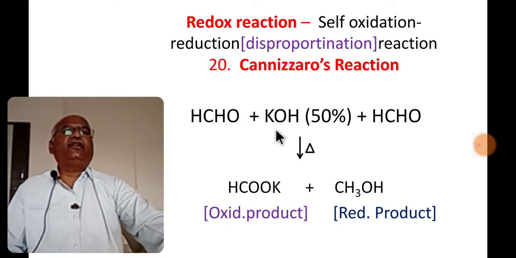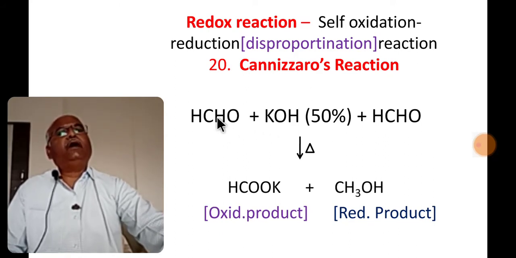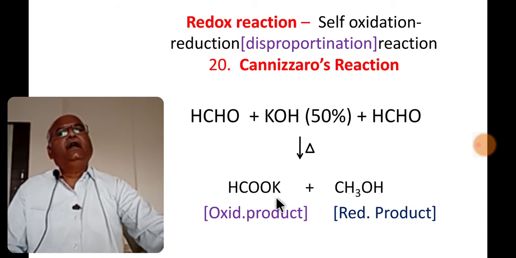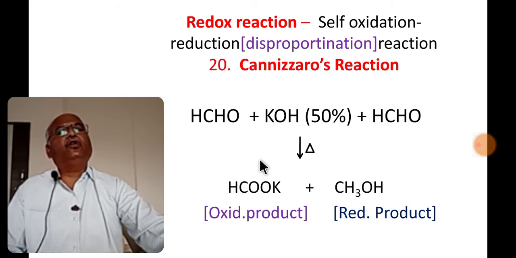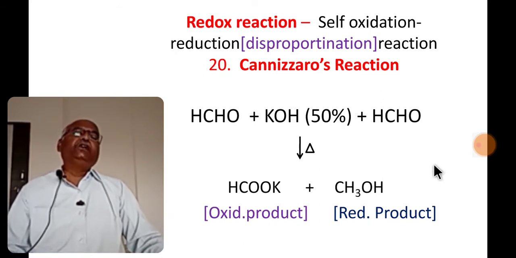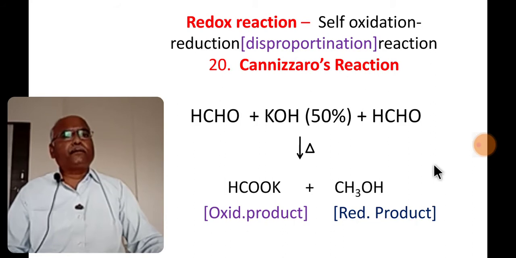Formaldehyde is heated with 50%, that is concentrated, potassium hydroxide. One molecule of aldehyde is oxidized, another molecule of aldehyde is reduced. The reduction product is methyl alcohol. Oxidation product is formic acid. It again reacts with KOH to form potassium formate. So this is Cannizzaro reaction. Very important reaction, it was repeated a number of times in board question papers.